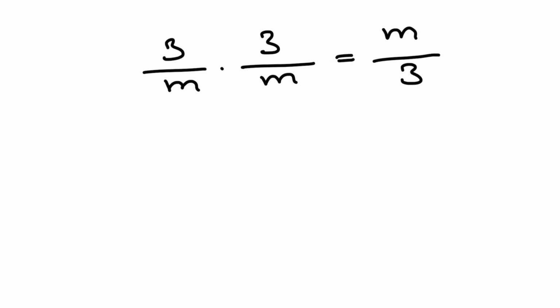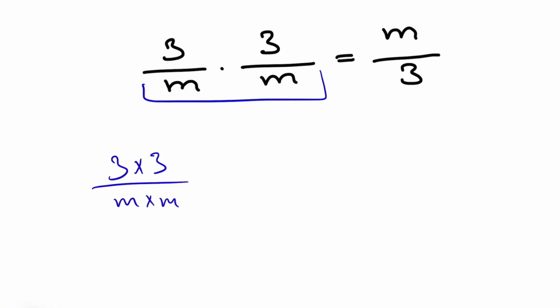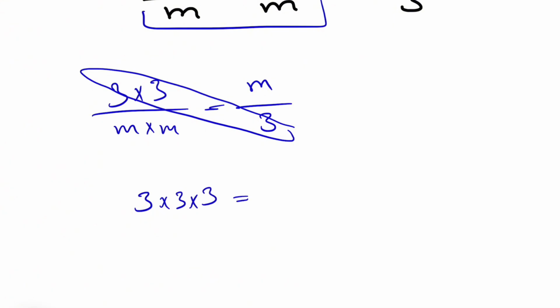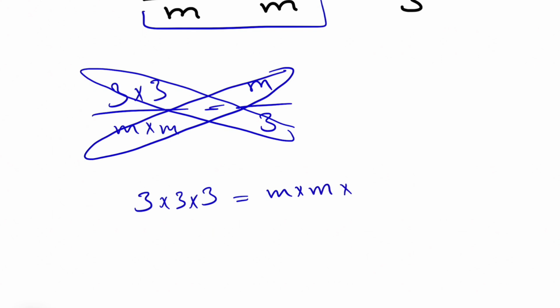We're going to be solving another question in today's video, and we have 3 over m times 3 over m is equal to m over 3, and we have to solve this equation for m. So basically we have the multiplication of these two in here, meaning we have 3 times 3 over m times m, and on the right side we have m over 3, and if we want to simplify it, we basically have the multiplication of these, which is 3 times 3 times 3, is equal to multiplication of these together, which is m times m times m.